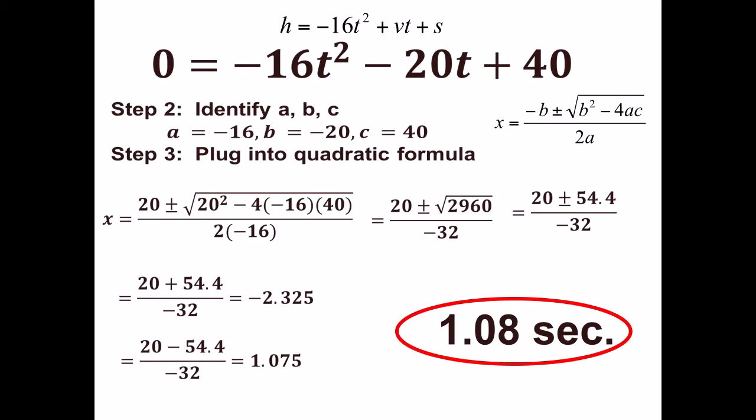Check to make sure you only got one answer on this one. There are actually two answers here, 1.075 and then negative 2.325. However, the negative doesn't work because we're still dealing with time. Unfortunately, we can't go back in time, so the only answer that's applicable here would be 1.08.